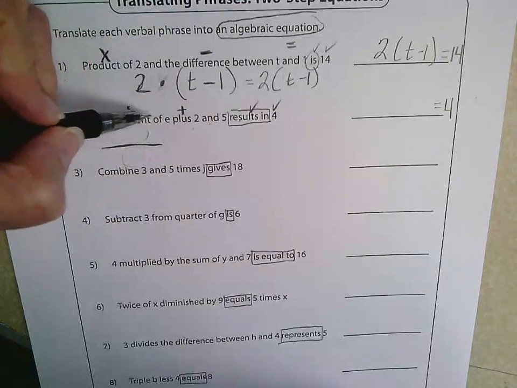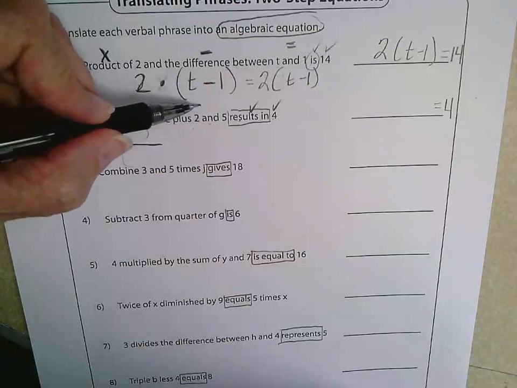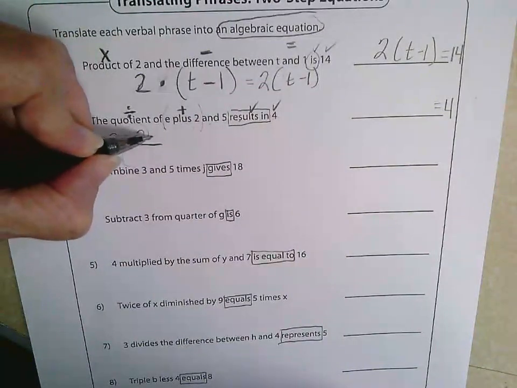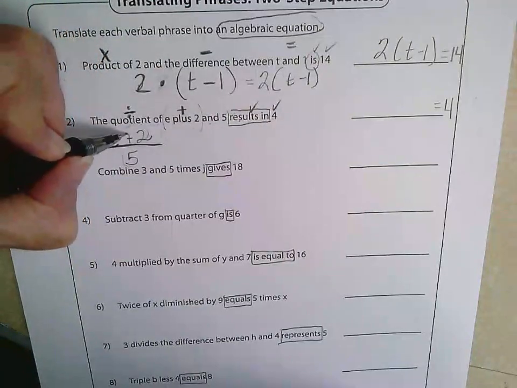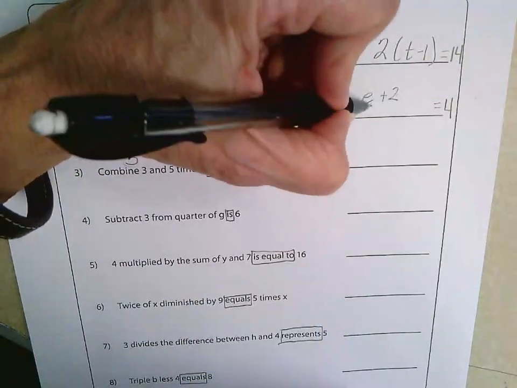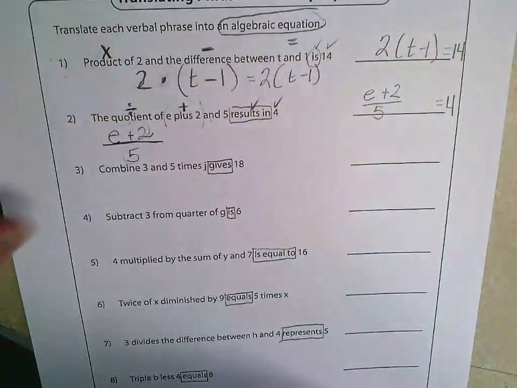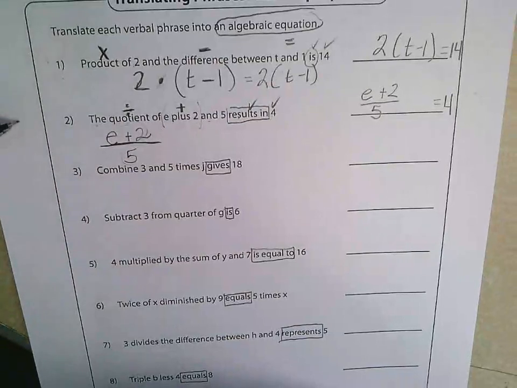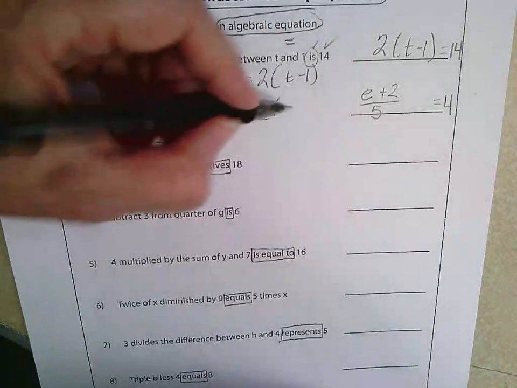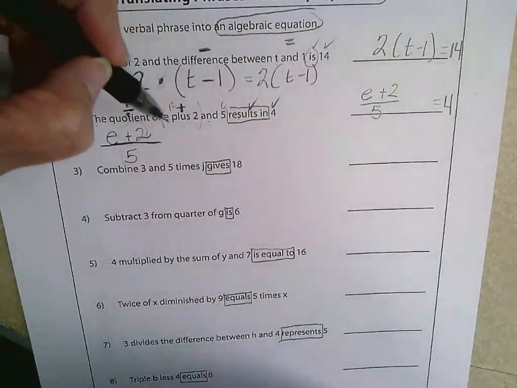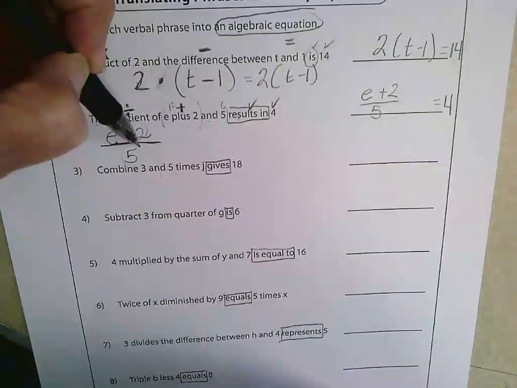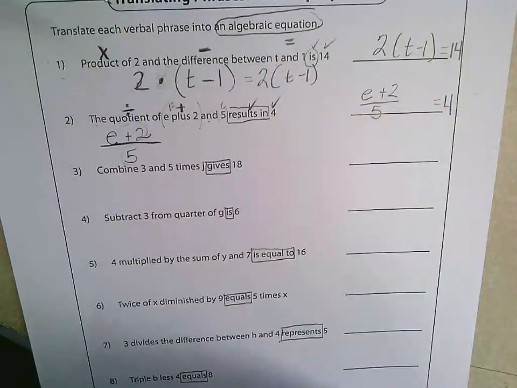So the only way I can see this working, the quotient of e plus 2 goes on top, and 5. The quotient of this and this equals 4. E plus 2, this is a tough one, over 5 equals 4. Because we're saying the quotient of 2 numbers, one is the dividend and one is the divisor. So this is like saying the quotient of 12 and 6 is 2. So e plus 2 is our first number, and then 5 is representative of the divisor, and then the answer of course is the quotient. Tough one right there.